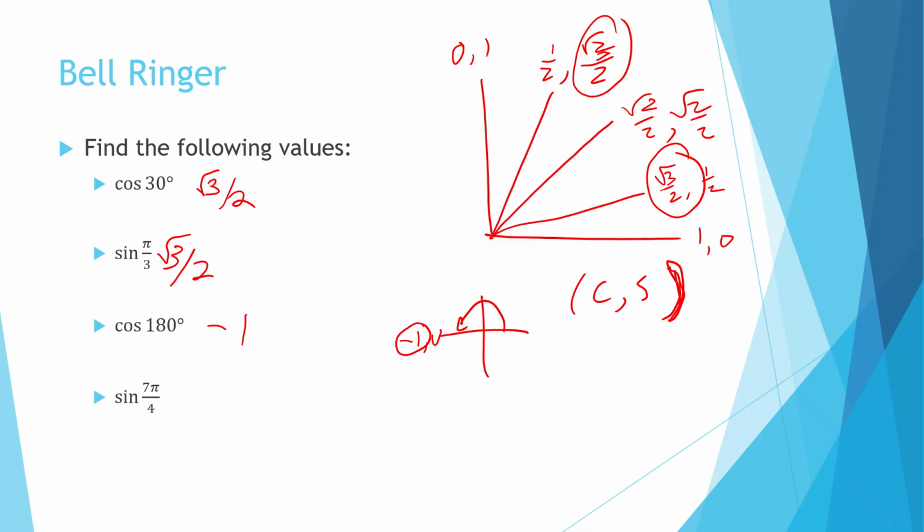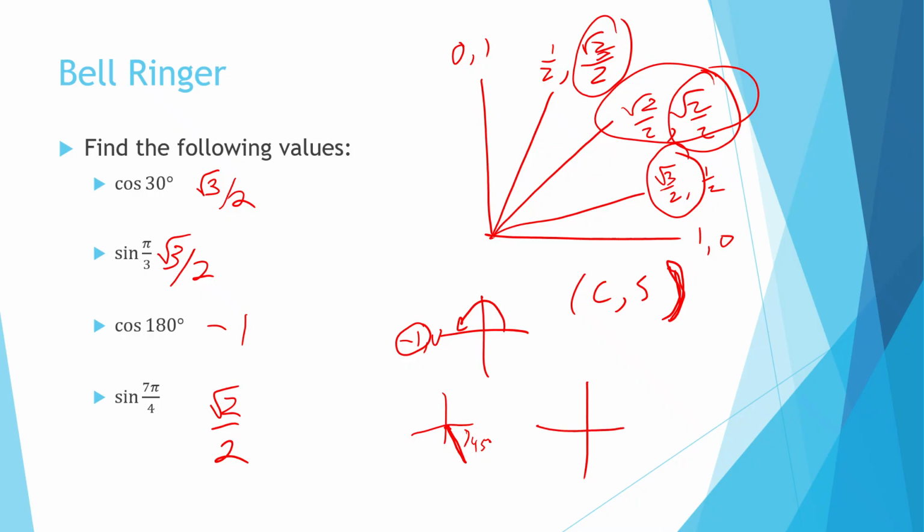And then sine 7 pi over 4, that's going to be right here, which is going to be a 45-degree reference angle. So we're going to take our 45-degree sine value, which is root 2 over 2, but then you want to make sure that it's positive or negative correctly. So here in the fourth quadrant, only cosine is positive, which means this sine is going to be negative. So that should be our four answers there.